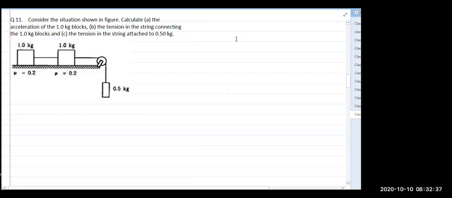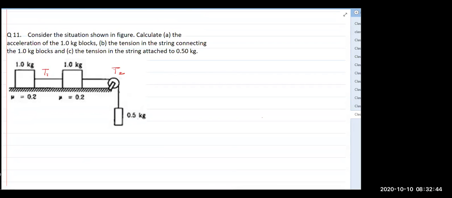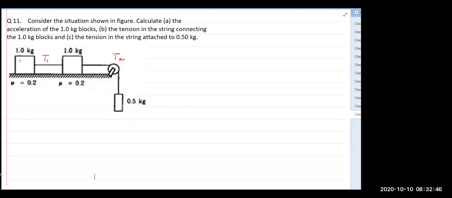Okay, so suppose the tensions here are T1 and here T2. Masses, suppose we name them: this is A, this is B, and this is C. This is T1 and this is T2.